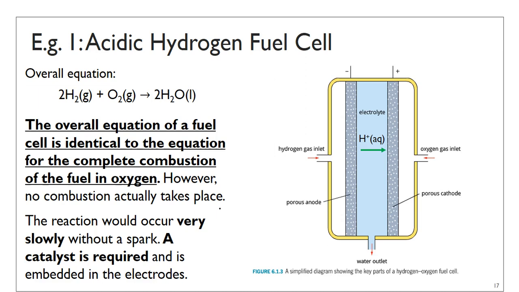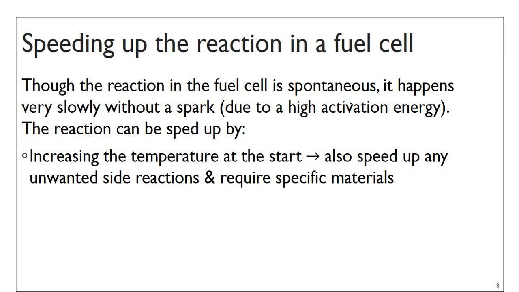So because it is very slow, you generally need to have a catalyst to speed up the reaction, which is basically the function of a catalyst. And most commonly, a catalyst is going to be embedded in the electrodes. So the electrode not only is porous, it's also catalytic, or it has catalyst embedded in it. The two common catalysts used would be platinum and nickel. Okay, so I think this is more on speeding up the reaction. So if you want to speed the reaction up, you could increase the temperature. That's another way to increase reaction rate.